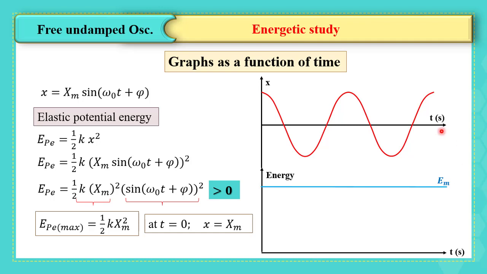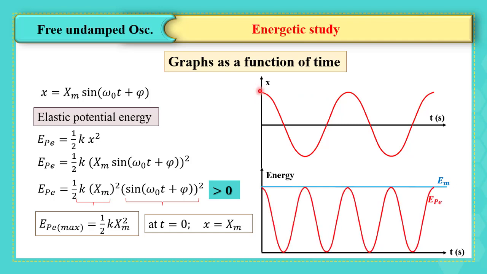At t equals 0, x in the graph is maximum. Thus, it is a positive function all the time and represented as such. Note that if at t equals 0, x was 0, then the elastic potential energy should start from 0.